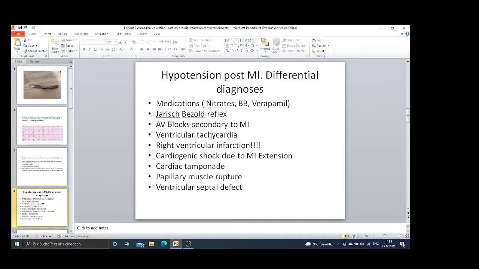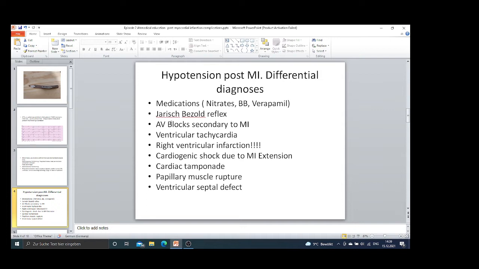Now, the causes of hypotension with tachycardia post-myocardial infarction are the following. Ventricular tachycardia. So the patient will be hypotensive and he will have tachycardia. Right ventricular infarction. We will talk about this. Cardiogenic shock due to myocardial infarction extension.